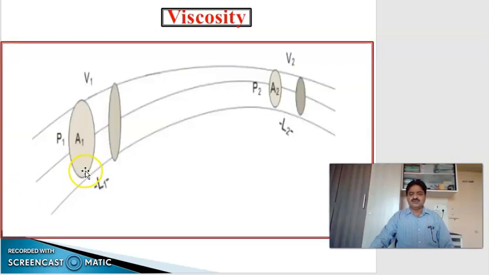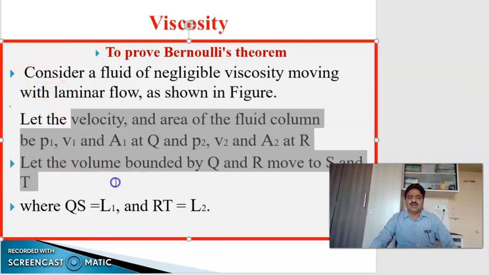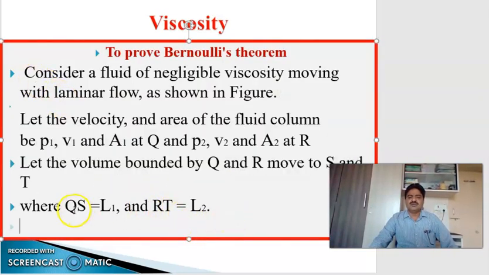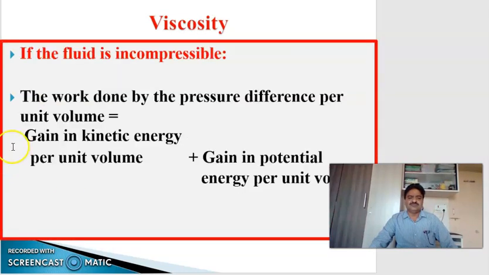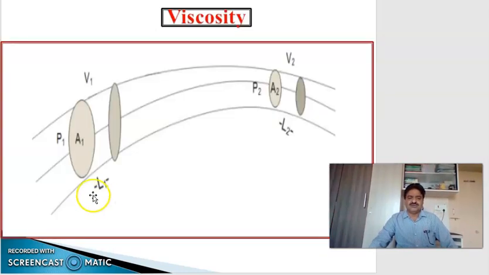Yes, this volume is moved from this to this. So this one is L1, and from this to this it is L2. It is shown in the figure. RT is L2 and QS is L1. And this is QS and this one is RT.